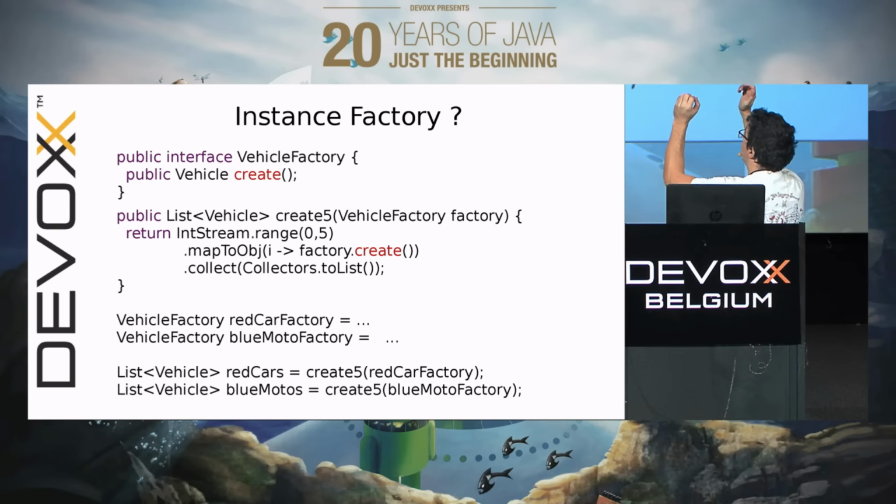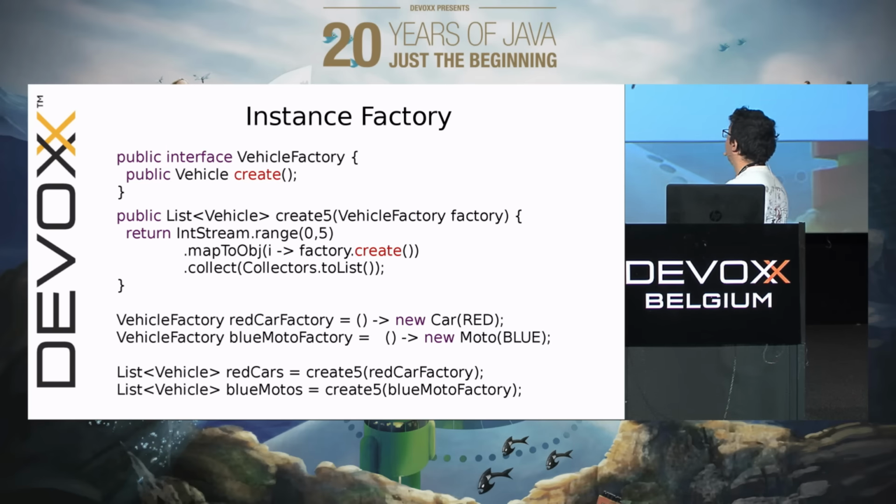If I take a look at my interface vehicle factory, it's a functional interface with only one method, so I can implement my factories using a lambda, like this. So what is a red car factory? It's just a lambda that takes no parameter and returns, in the case of the red car factory, a new car red. Okay?